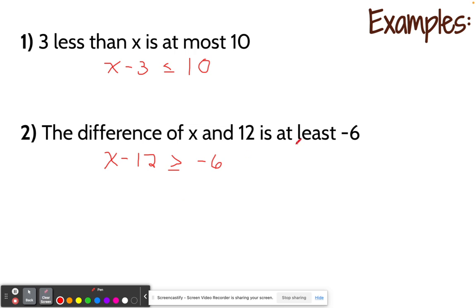Sometimes if you think of a situation, it can help you. If I said I needed at least $10 to buy something, could I buy it if I had $10? Yeah. Could I buy it if I had $9? No. Could I buy it if I had $11? Yes. So at least, greater than. You need at least that, greater than or equal to.